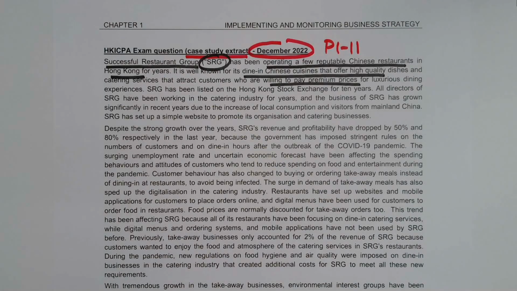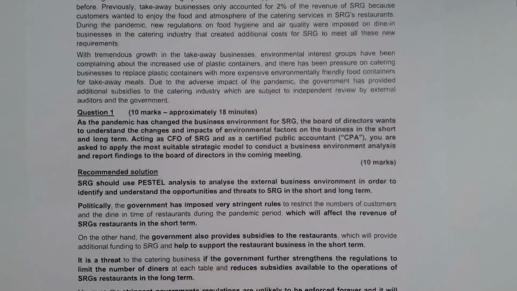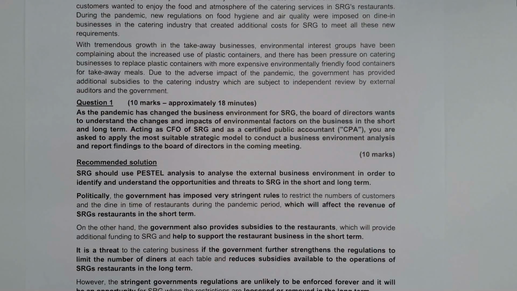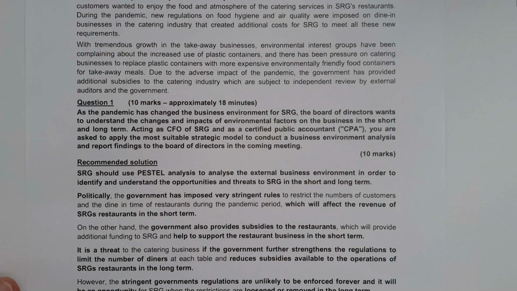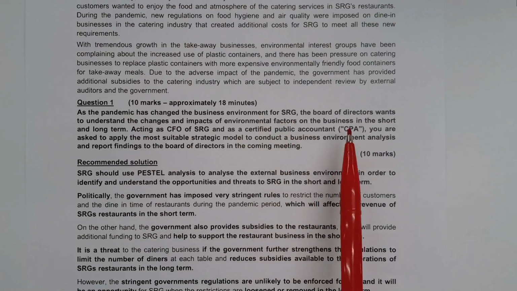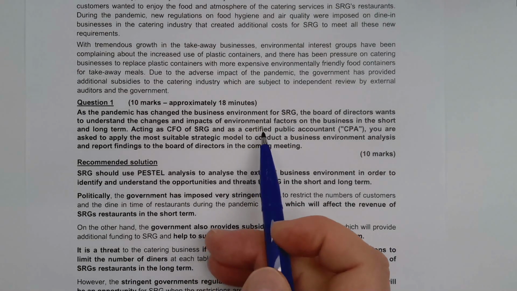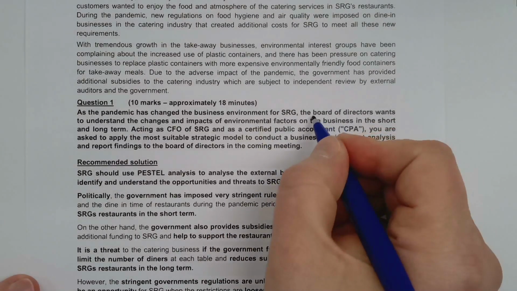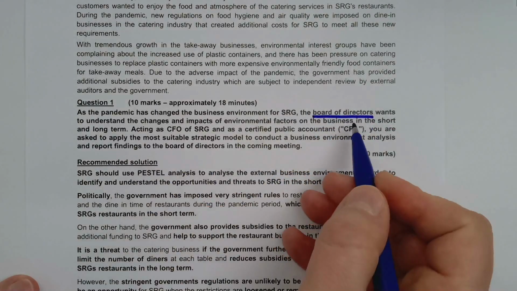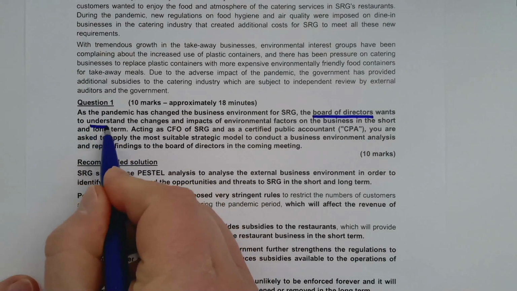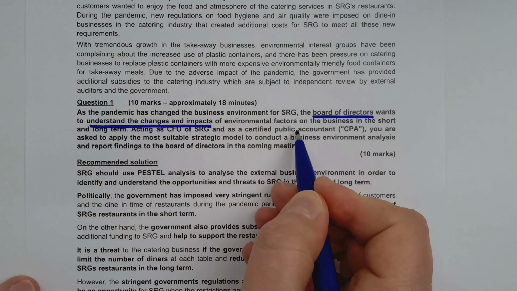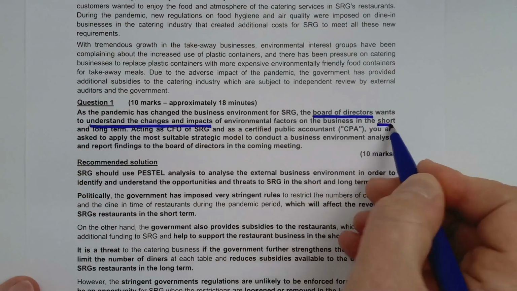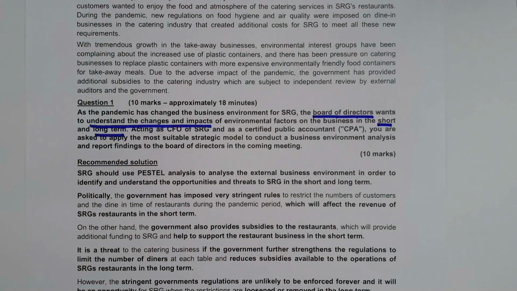Then we need to read the requirements. So again, what I've done here is I've extracted. This is question 1 for 10 marks. Let's have a little read through this. It says, as the pandemic has changed the business environment for SRG, the board of directors want to understand the changes and impacts. So hold on, this is an important stakeholder. The board of directors, they want to understand the changes and impacts of environmental factors on the business in the short and long term. Full stop.